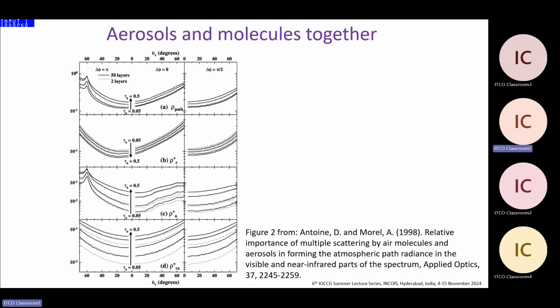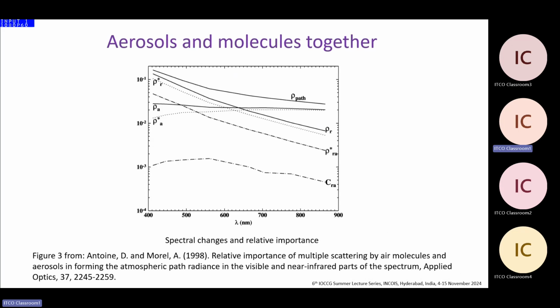The top plot is for the path reflectance. The next one is the pure Rayleigh scattering. The next one is the pure aerosol, and the one on the bottom is the interaction between the two. Well, that's it. Nothing more to say on this.